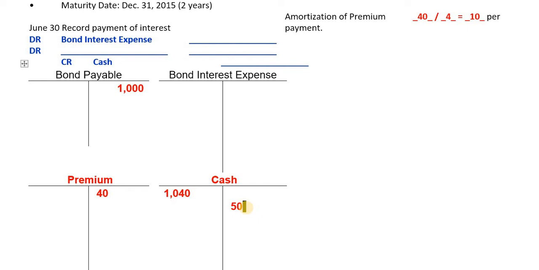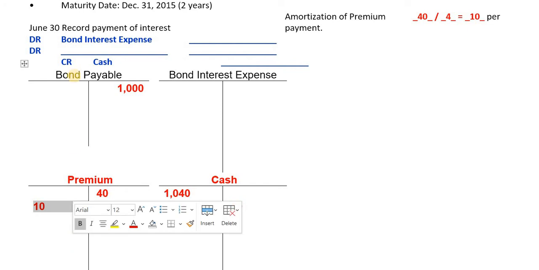Then what are we going to do? I'm going to amortize $10 of my premium. So it's a credit, so I need to debit that for $10. Now I'm amortizing it, I'm reducing it.